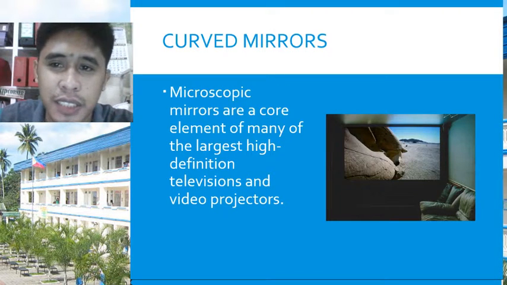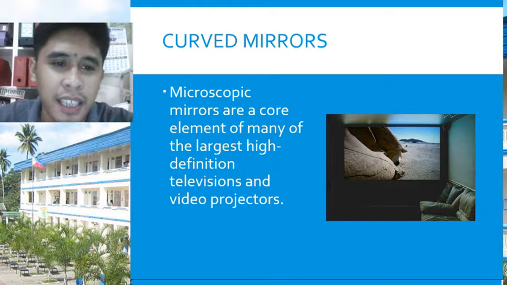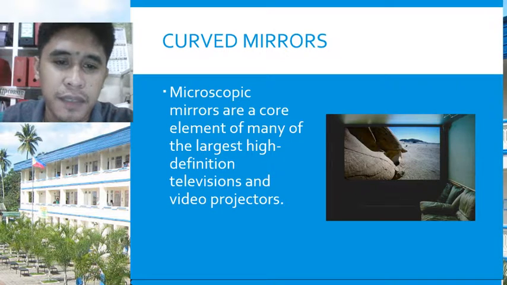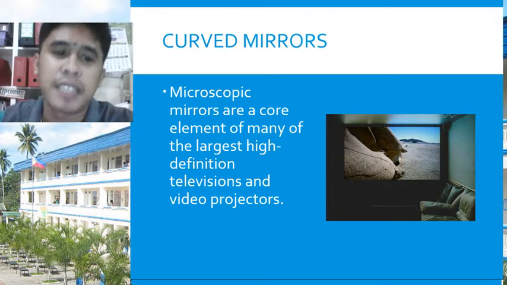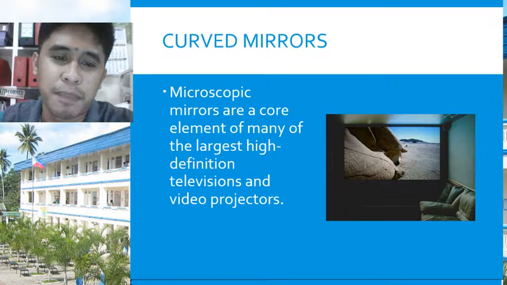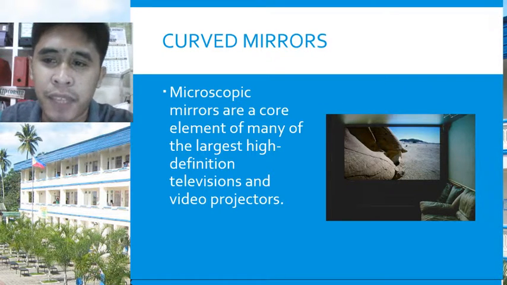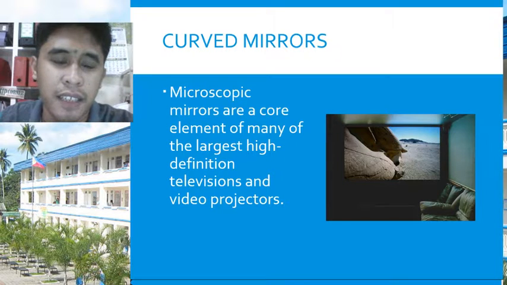Microscopes also contain lenses. Microscopic mirrors are a core element of many of the largest high-definition televisions and video projectors. A common technology of this type is the DLP. A DLP chip is a postage stamp-sized microchip whose surface is an array of millions of microscopic mirrors.